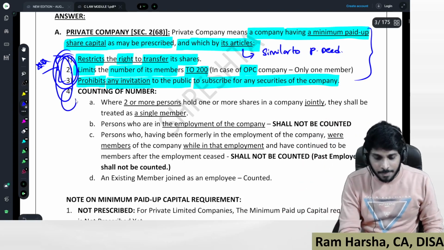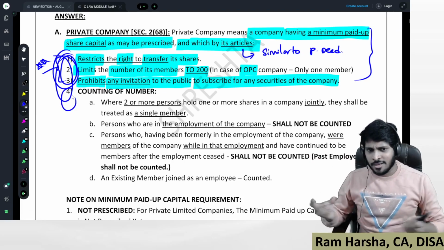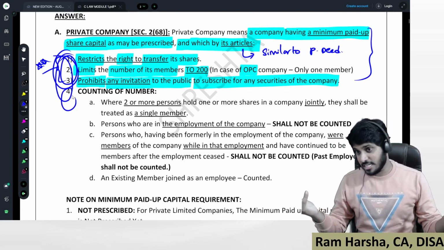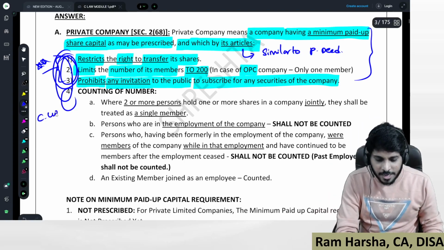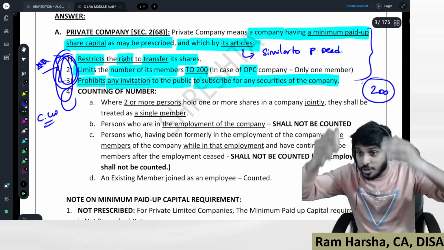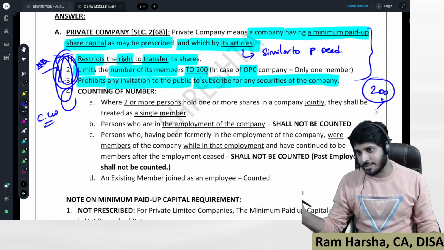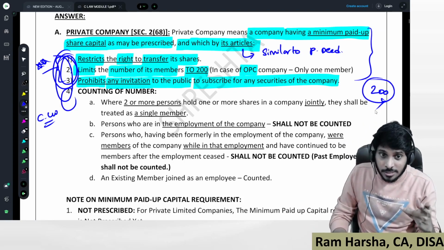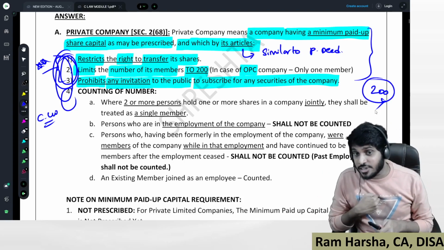Okay, next. Now, the maximum number is 200, no? Sir, how are these 200 members counted? Sir, I am a shareholder, I subscribe to the shares of the company. Am I counted as a member? Yes. But the company law has given some guidelines on how to count the number of members of a private limited company, who is considered a member and who is not. Just because I buy a share, I will not necessarily be considered a member.